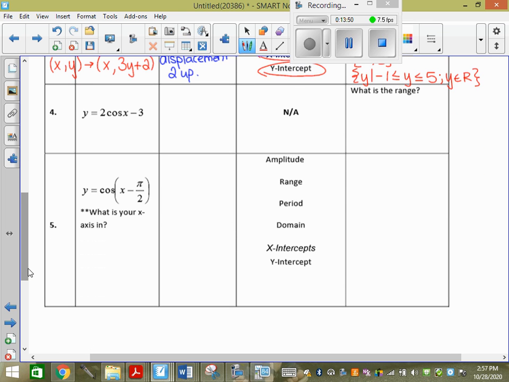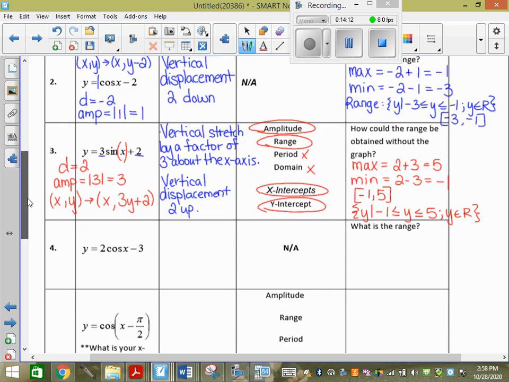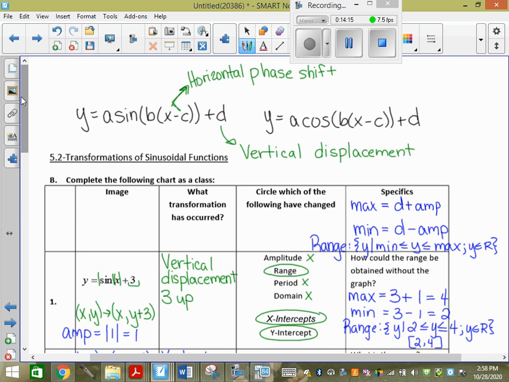We're going to go to number 5. Number 5, what's happening? Horizontal translation, which is actually called a horizontal phase shift. Yep. Because our stretch is in between, the stretch is found between cos and x. Because if we look up here, cos, x, are B's in between.